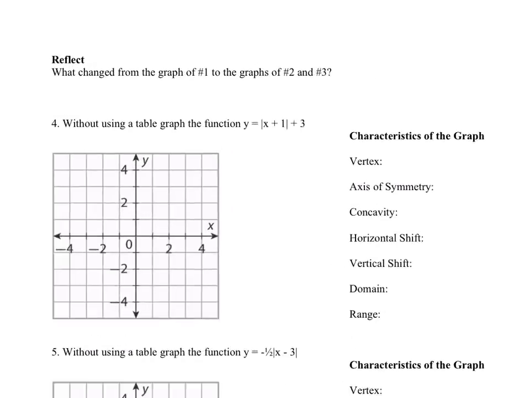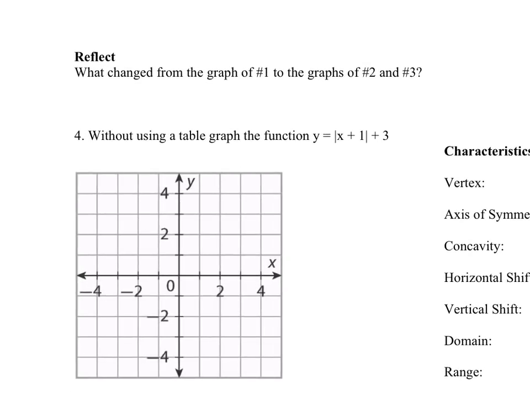So a question that I want you to reflect on is, what changed from graph 1 to graphs 2 and 3? As we saw in graph 2, as we added a value to it, it moved it up. And then as we subtracted within our absolute value, it actually moved it to the right. It went in the opposite direction.